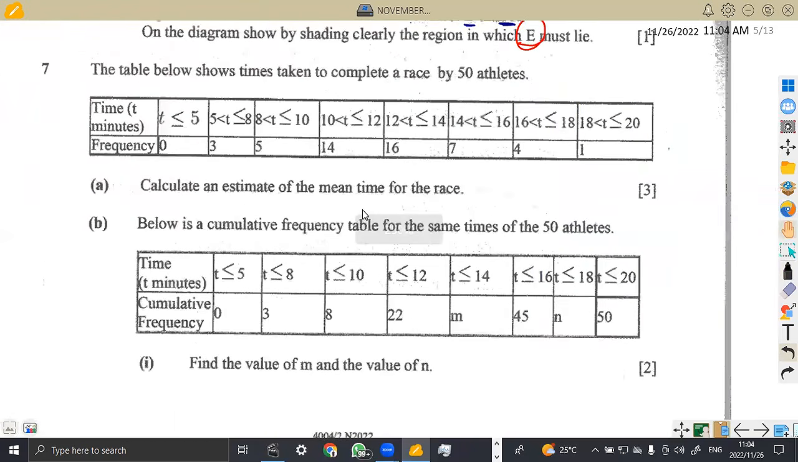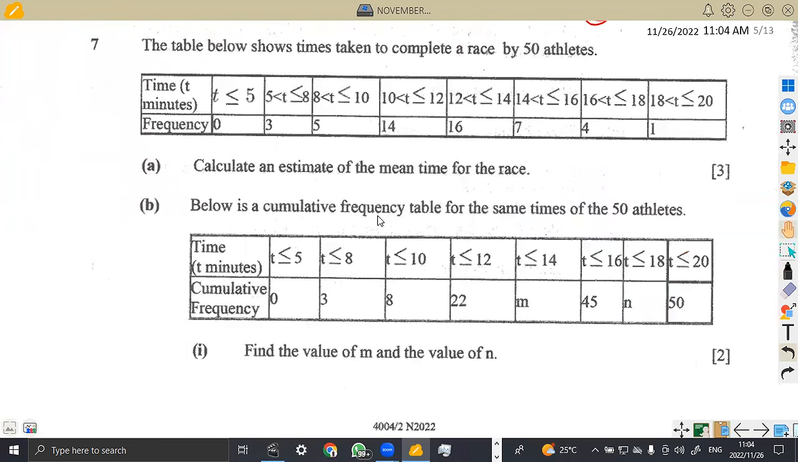Question 7, we are now given the table below shows times taken to complete a race by 50 athletes. Calculate an estimate of the mean time for the race. As we know, guys, mean is always about the class centers and the frequency. I told you guys, calculate the class center. The first one has a frequency of 0, so that's why we're not given it as a class. You're supposed to start from this class and calculate the class center. Remember, for the class center, you add the lower class and the upper class, you divide by 2.